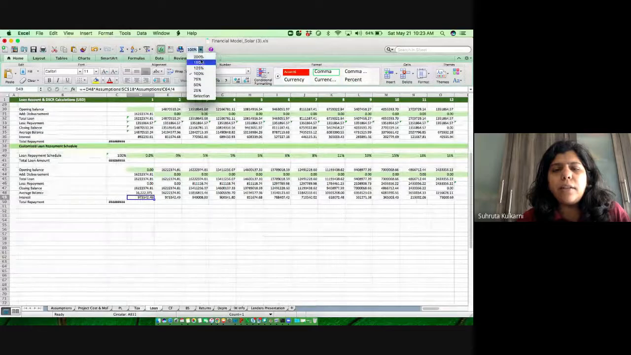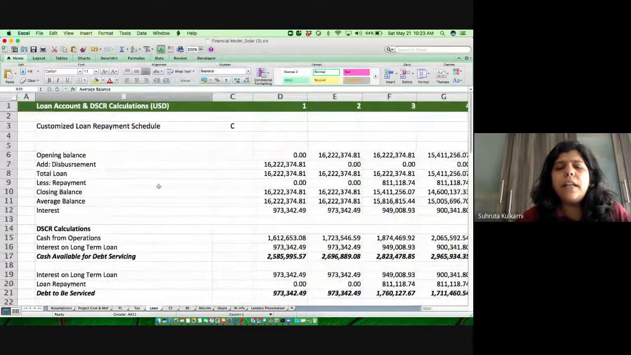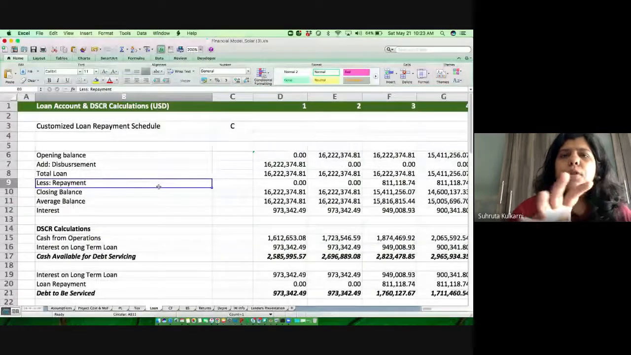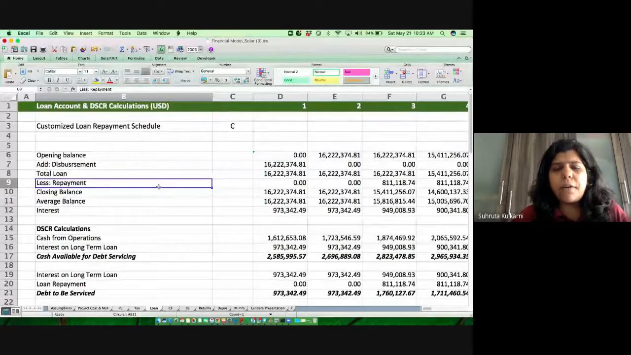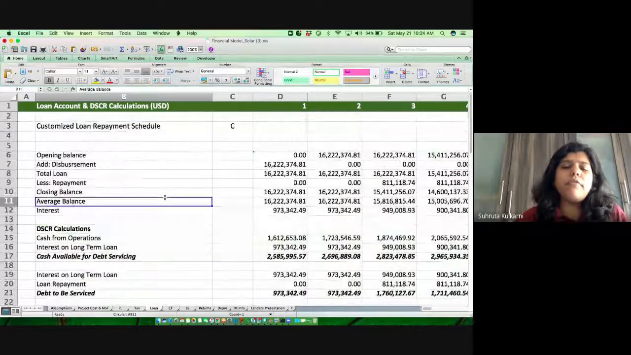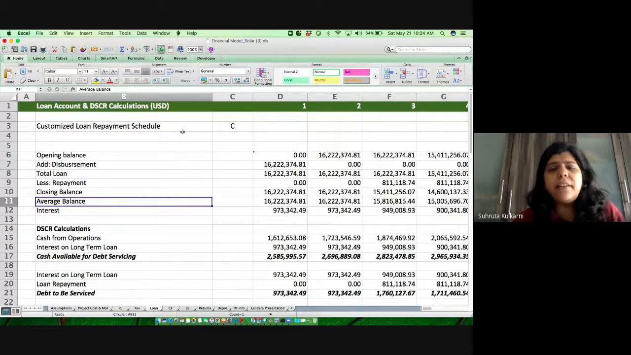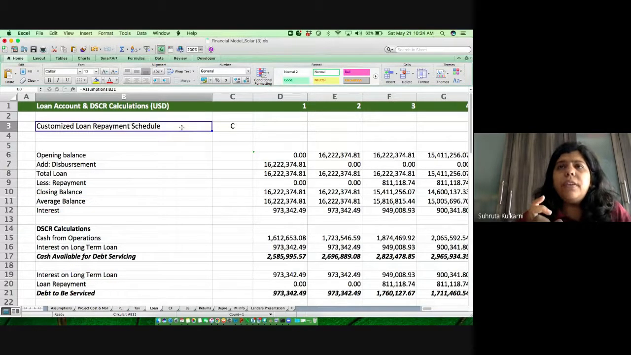Then we have something called a loan or debt sheet, which is basically figuring out how your loan repayments will be over a period of years, what would be the interest repayments over a period of years, and if required. In this case, because we were approaching multinational banks and Indian banks both, we could have had the option of a different loan repayment structure.